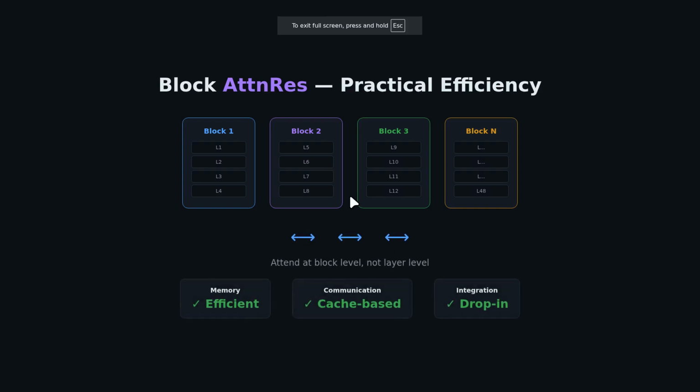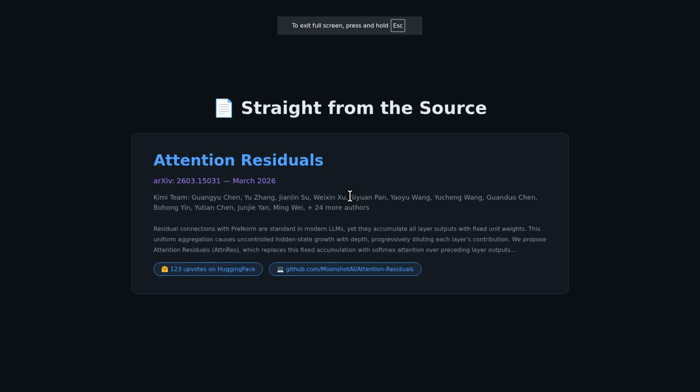Now, attending over every single previous layer sounds expensive, right? Especially when you're training models with hundreds of layers across multiple GPUs. That's where block AttnRes comes in. You partition your layers into blocks, and instead of attending over individual layers, you attend over block-level representations. Combined with a cache-based pipeline communication strategy and a two-phase computation approach, block AttnRes becomes a practical drop-in replacement, minimal overhead, maximum benefit. And here it is, straight from the source.